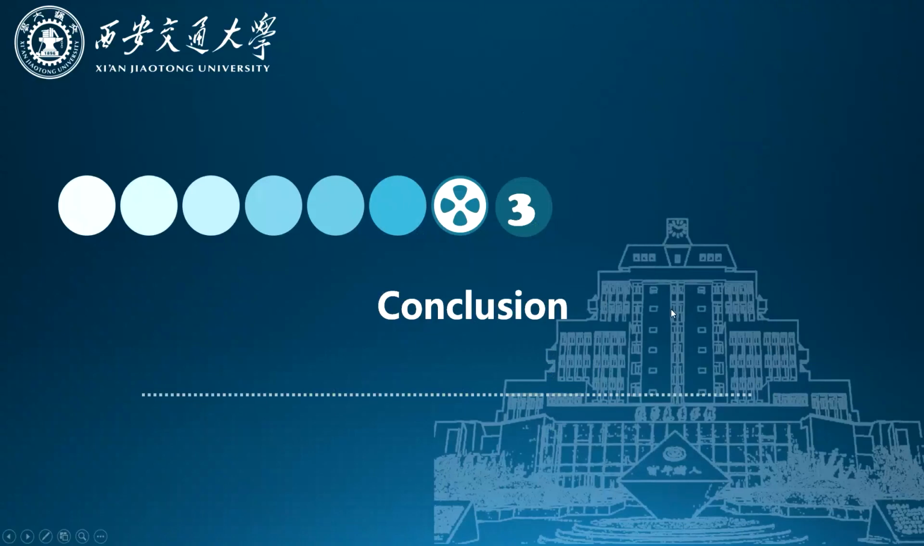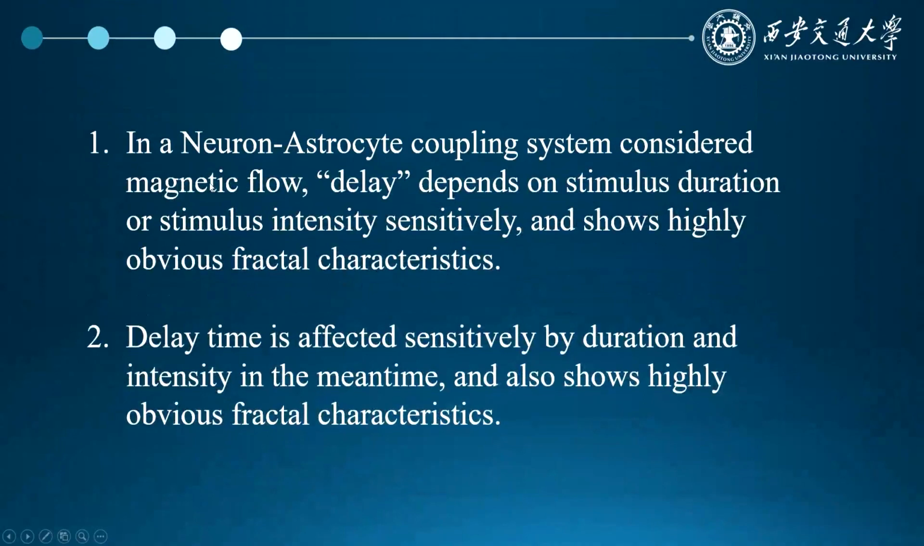And the last part is the conclusion. In a neural astrocyte coupling system considering magnetic flow, delay depends sensitively on stimulus duration or stimulus intensity and shows highly obvious fractal characteristics. And delay is affected sensitively by duration and intensity at the same time, and also shows highly obvious fractal characteristics.